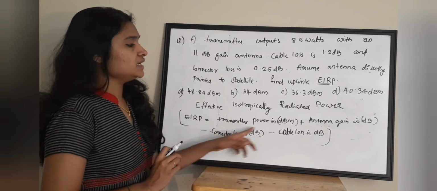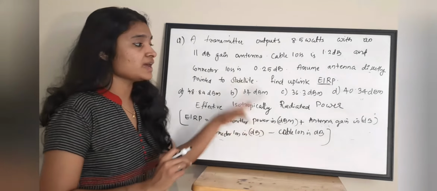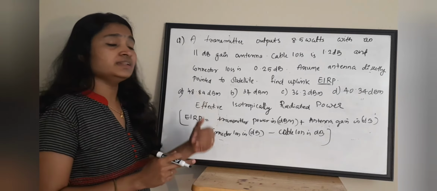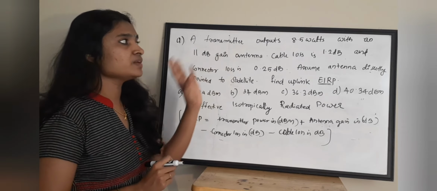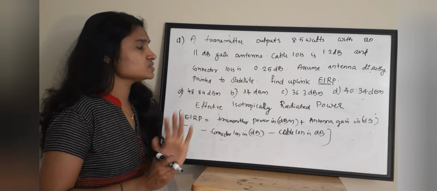Okay, that is taking the sum of all the gains and the power and subtracting the losses, which is the cable loss and the connector loss. We know that any system is associated with some losses also. So to calculate this power budget, we need to reduce those losses. So in this question, they are asking to find the uplink EIRP. And what all things are given? The transmitted power is given, the cable loss is given, gain is given, connector loss is also given.